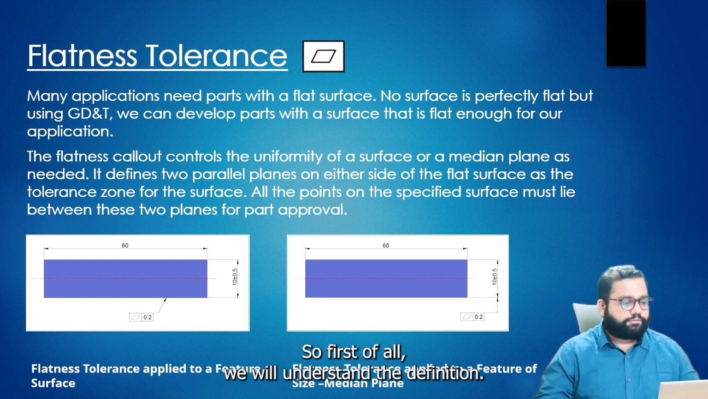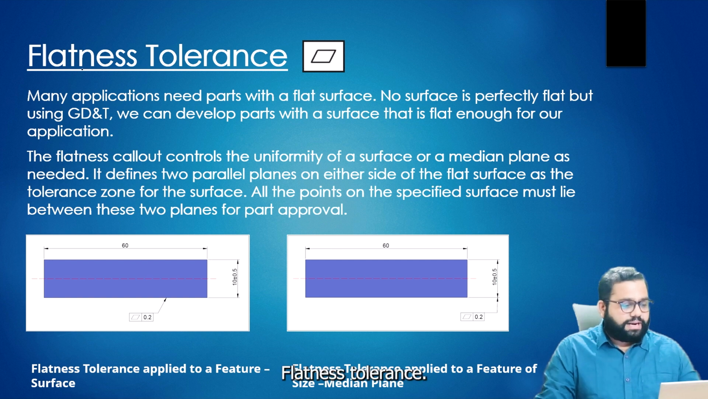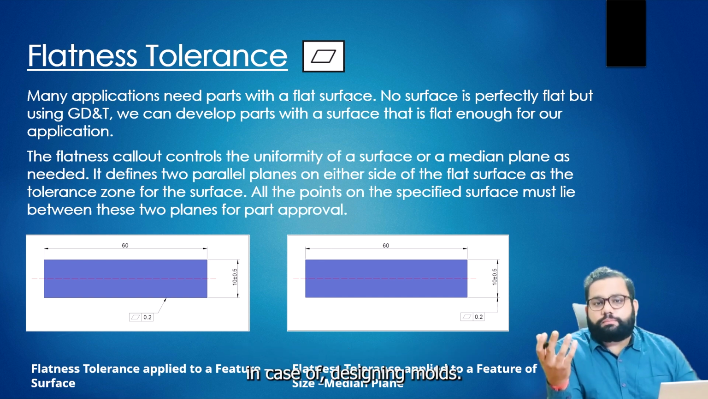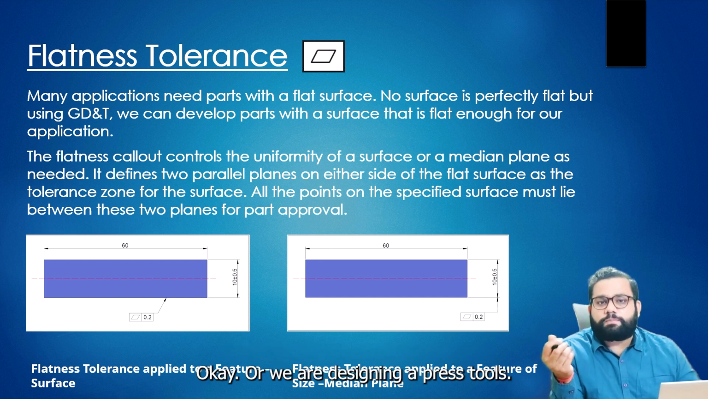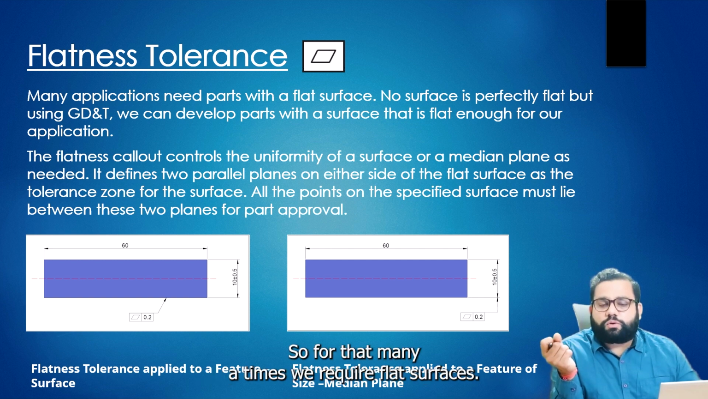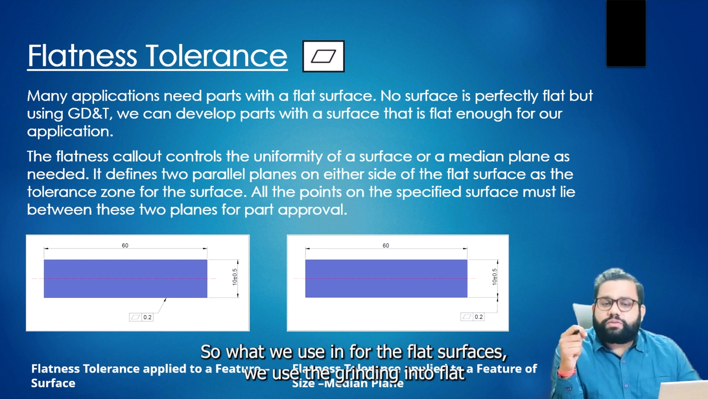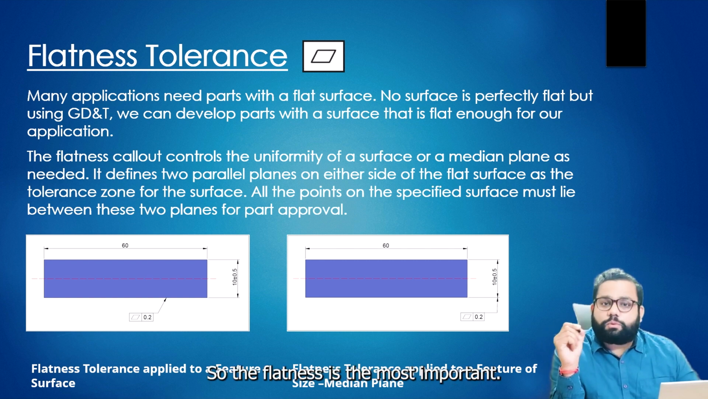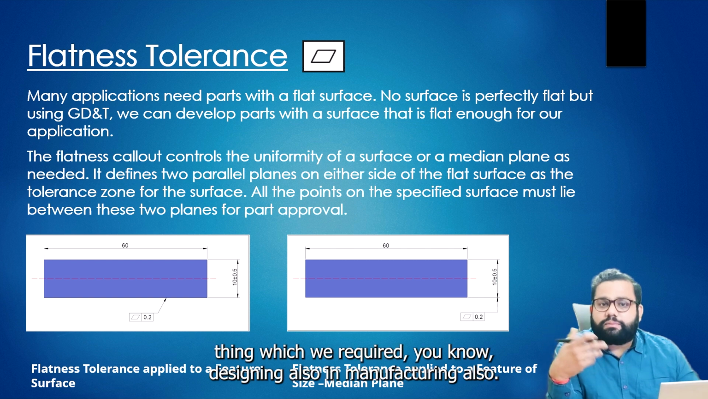First of all, we will understand the definition of flatness tolerance. Many applications need parts with a flat surface, for example in designing molds or press tools. Many times we require flat surfaces, and for that we use a grinding wheel to flatten out the surface. Flatness is the most important thing we require in designing as well as in manufacturing.